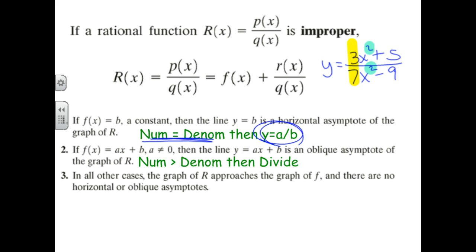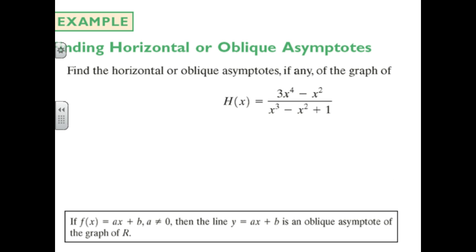Even if I were to change this to 9x, that's not going to change the degree. The degree of the numerator is the same as the degree of the denominator. Then you check out the a over b, or the coefficients out front. In this case, the horizontal asymptote would be at 3/7. And then this last scenario, you would divide, and I'm going to show you an example of that in just a moment.